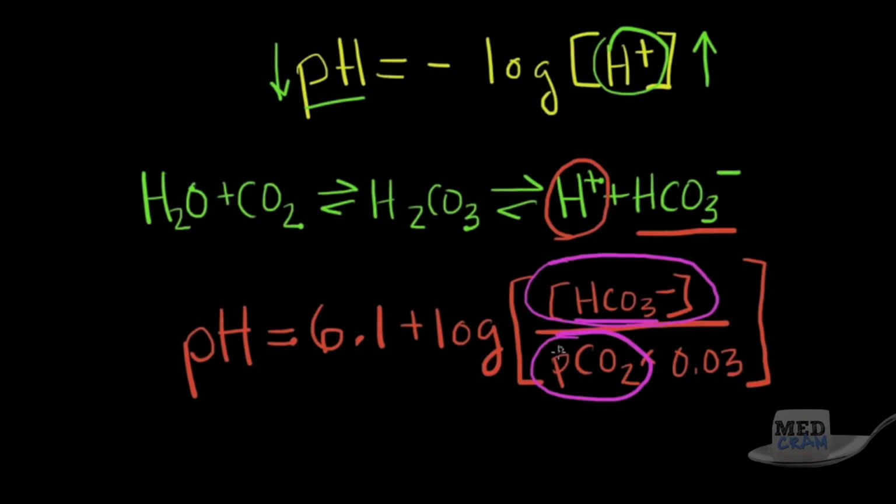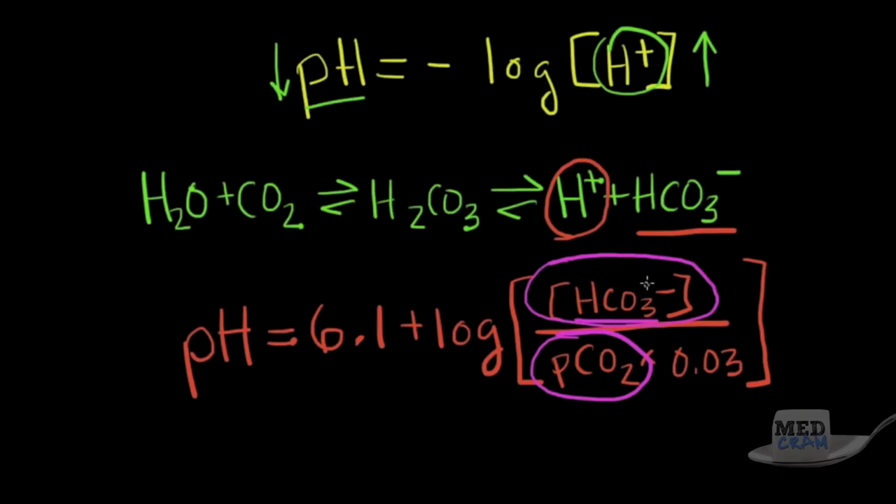So if this is going up, that means the lungs are not getting rid of it, and that means this is accumulating in the body, and therefore this would be a respiratory acidosis. So everything having to do with CO2 is respiratory. If this is going down, that means the lungs are getting rid of CO2 more. That would be hyperventilation, for instance. That would be a respiratory alkalosis.